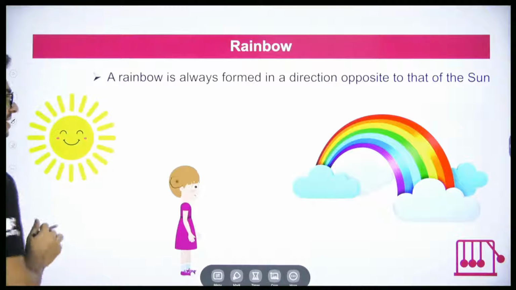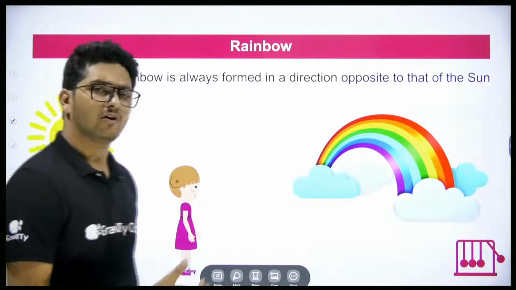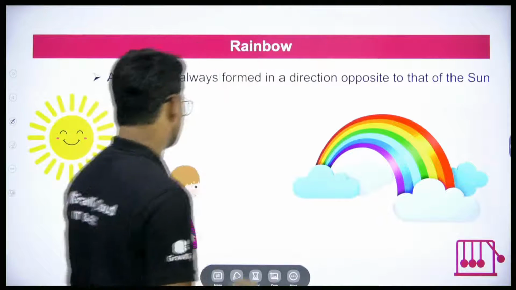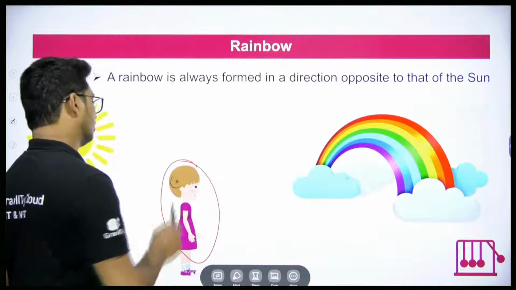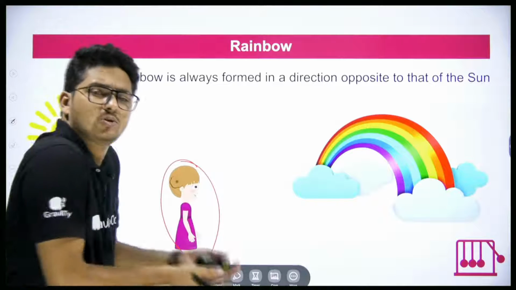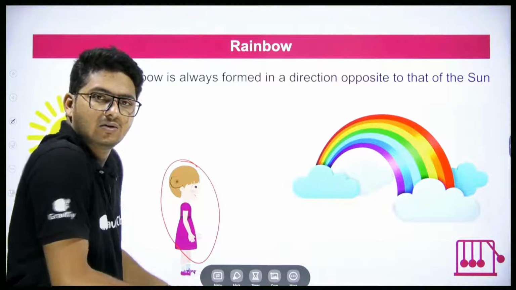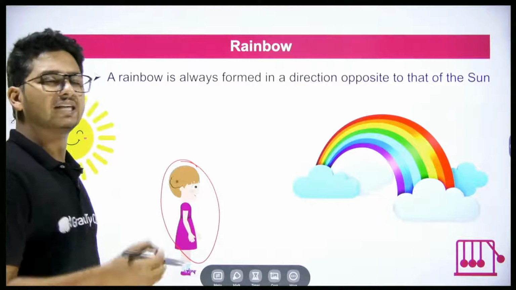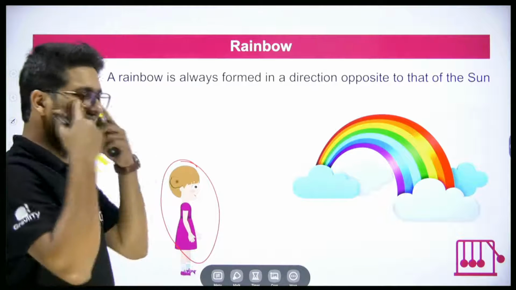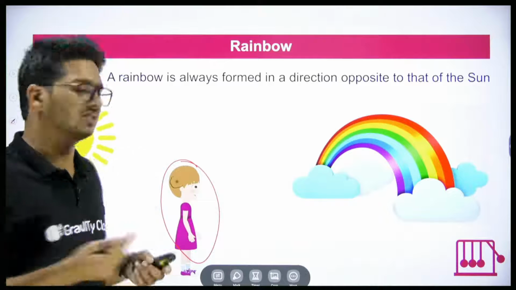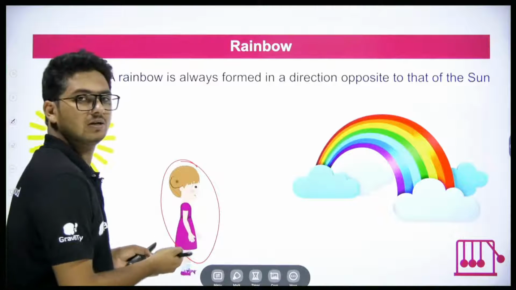So as you can clearly see, these are the factors that we need for the formation of a rainbow. Obviously, if you want to look at a rainbow, you have to be there. So an observer should be there. Because light is not something tangible. You cannot touch light. You can only see it. We can see it through our eyes. So we need an observer to be there.